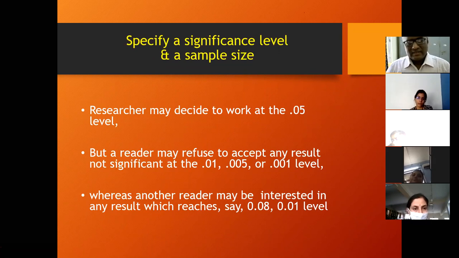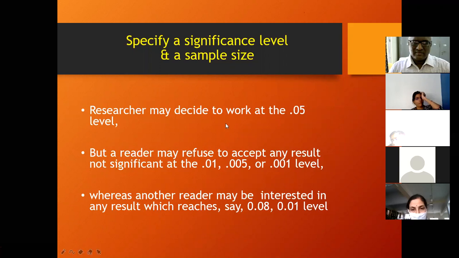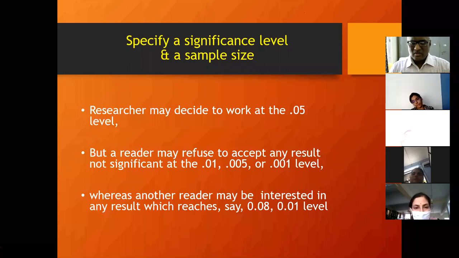So here, the researcher, if you want to test the sample value, you have to state the significance level. We have significance level and confidence level. A researcher may decide to work at the 0.05 level. What is the 0.05 level? Suppose one is 100%, the confidence level is 100%, zero is no confidence. Our confidence level varies from 0 to 100.